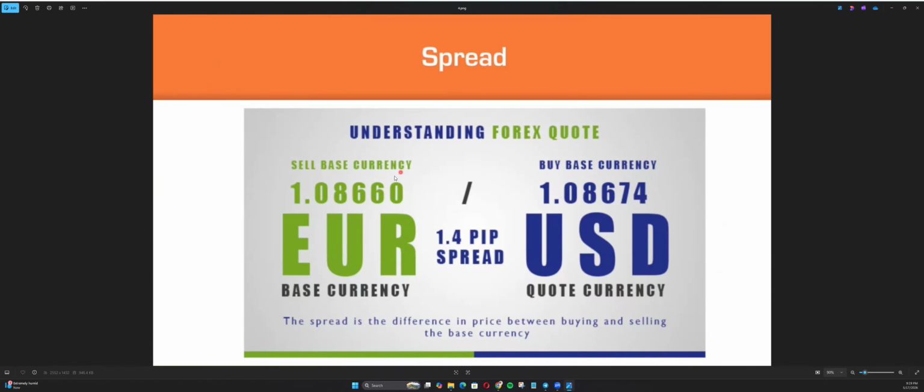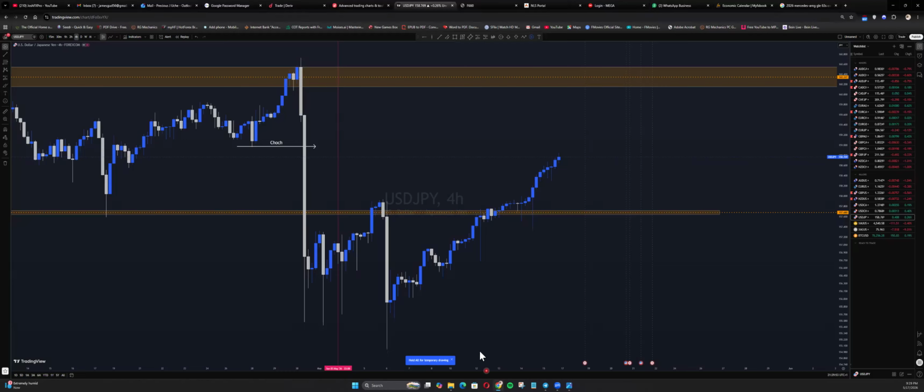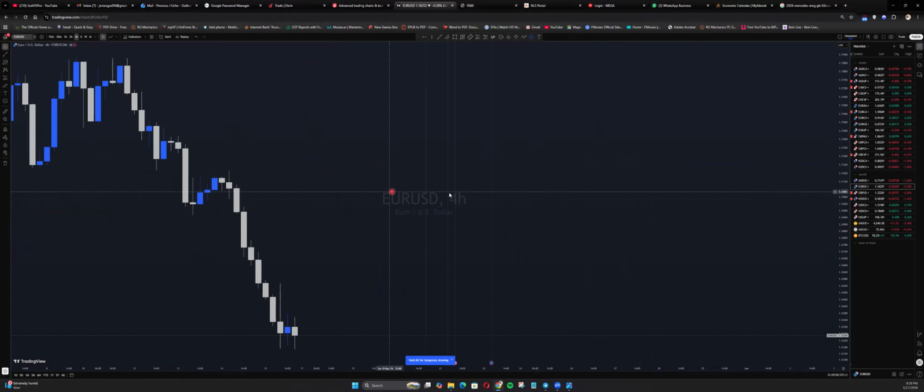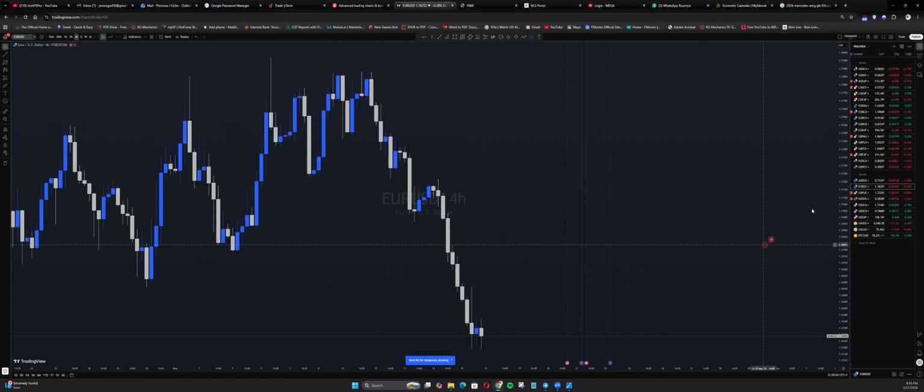So what is spread? Understanding what spread is, you have to know, first of all, there are two currencies. We have the euros and we have the dollars. So in this case, we have Euro USD. The first currency is usually the base currency, and the second currency in the pair is usually the quote currency. You must have seen pairs like this. This is Euro USD, so euros against dollars, and this is the exchange rate.